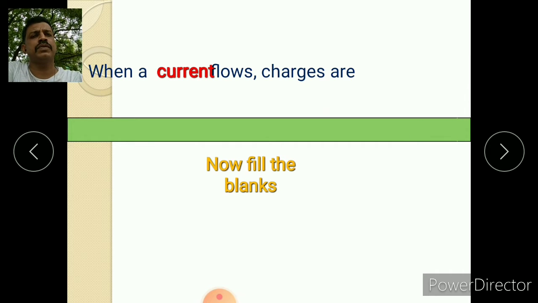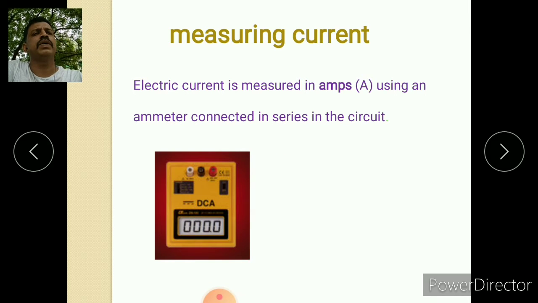When a current flows, charges are moving. Measuring current. How do we measure the current? Electric current is measured in amperes, A, using an ammeter connected in series in the circuit. So this is one type of ammeter, a DC ammeter. With the help of this DC ammeter we can easily measure the current flowing through the circuit, and it is in amperes.